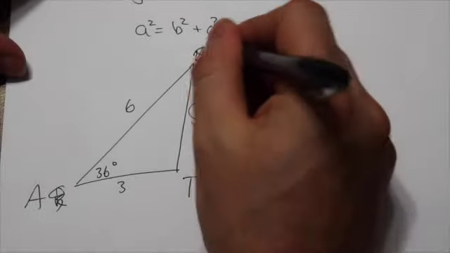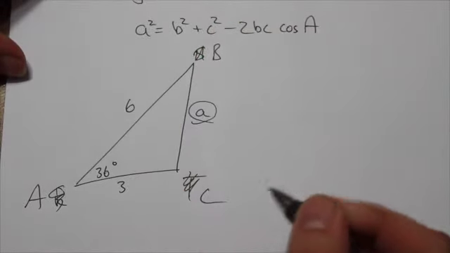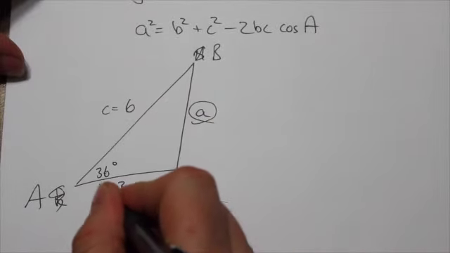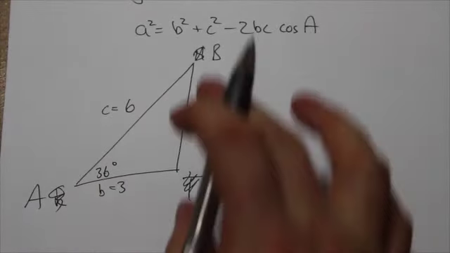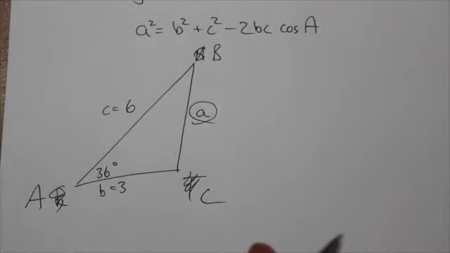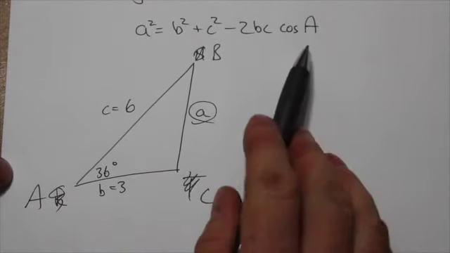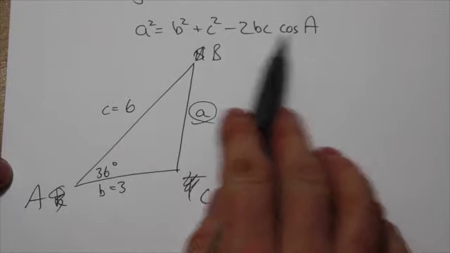Okay, I can make this B and C if I want, which will make this little c, which will make this little b. It doesn't matter. I could have labeled those differently. What's really important is that the angle is labeled consistently with the value here in this formula.